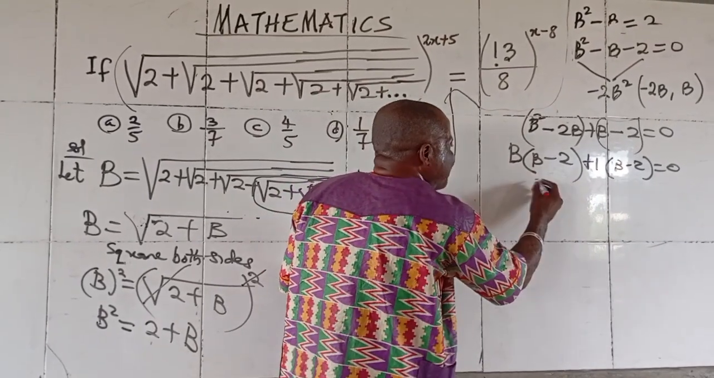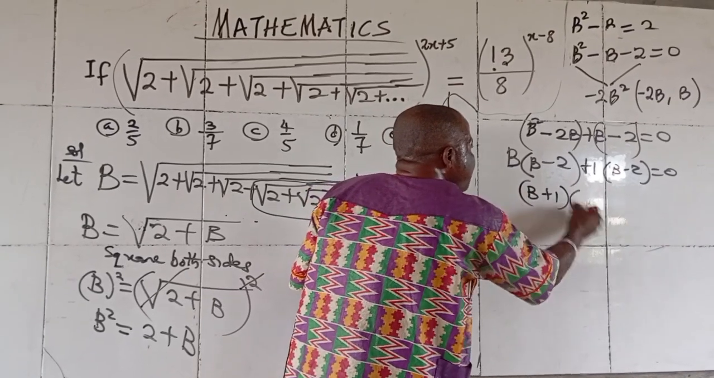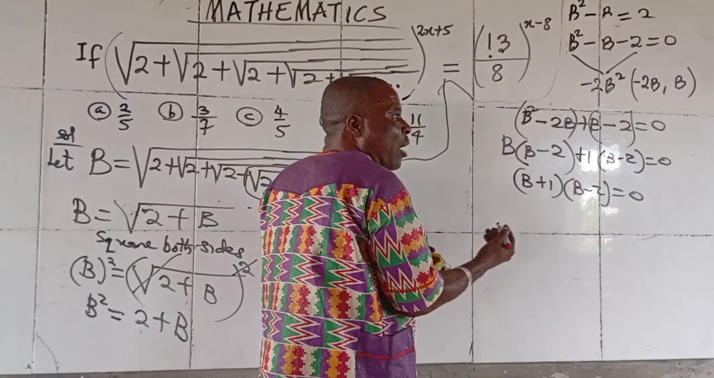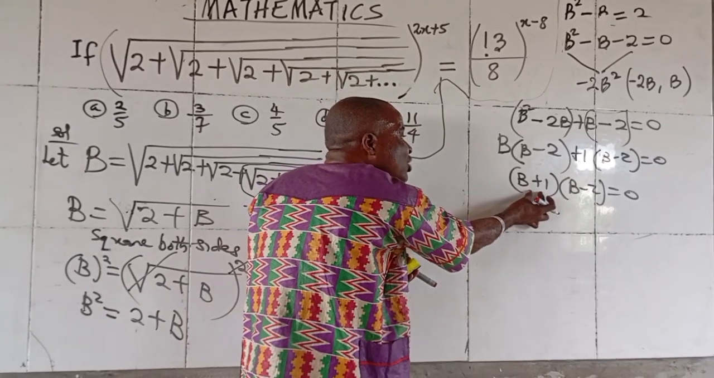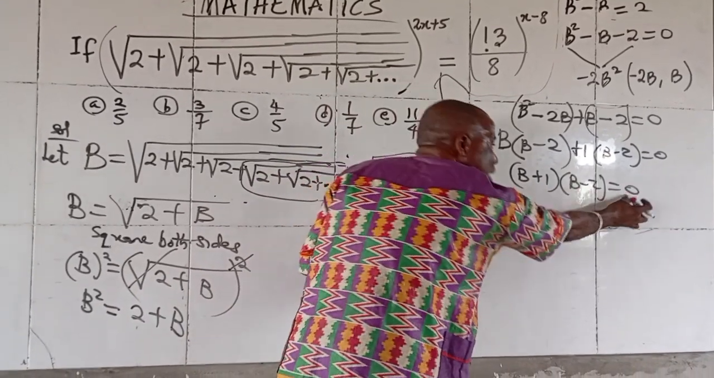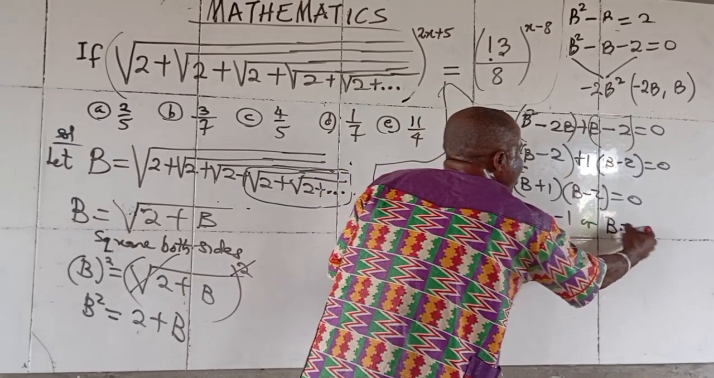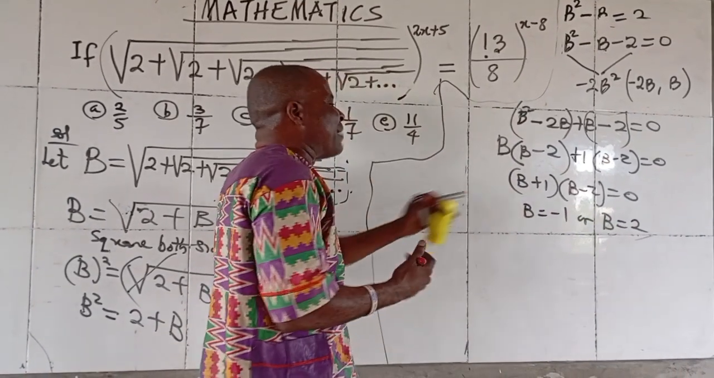Now, I pick the outside value. b plus 1, b minus 2 is equal to 0. From here, I will use the zero property law. I will equate this one with 0, and I will equate this one with 0. At that juncture, my answer here is -1, and my answer here is 2. Now, these are my answers.